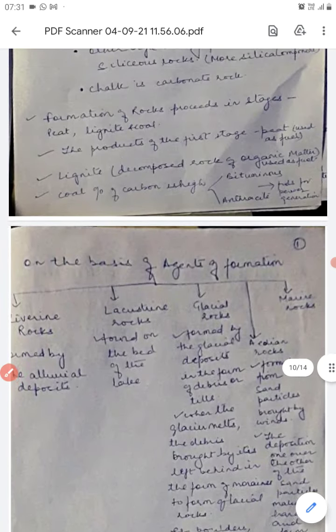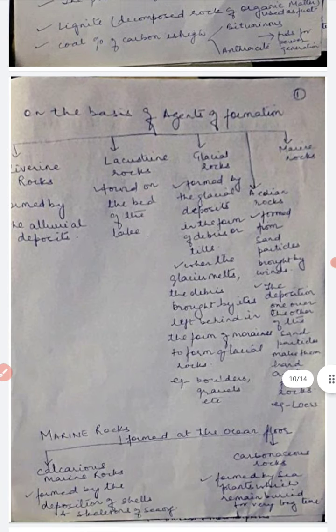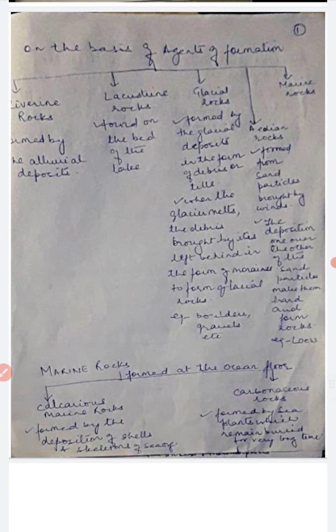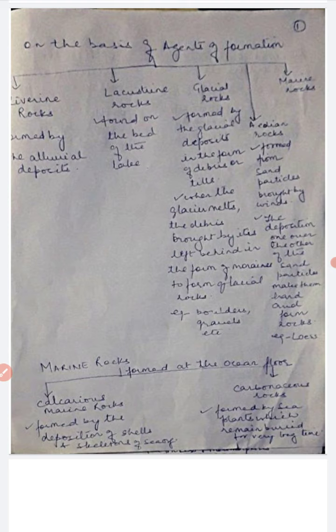And the last one is the Aeolian rocks. They are formed from the sand particles brought by wind. Aeolian, as the name itself implies, means air, means wind. So the rocks formed from the sand particles brought by the winds deposit one over the other and make the rocks, an example being loess.